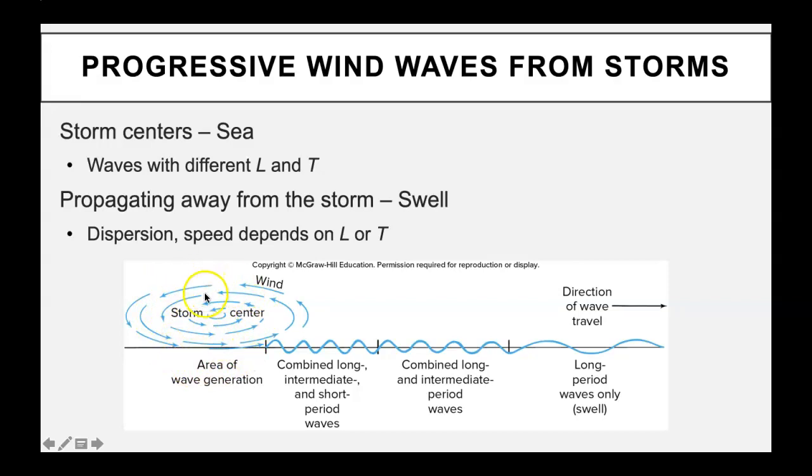So here we have in the beginning an area of wave generation around that storm center. It doesn't necessarily have to be a hurricane, but it could be these rotating storms. In the beginning, there's going to be these combined long, intermediate, and short wave periods. Eventually, those are going to get dampened out till we have long and intermediate wave periods, and then away from that storm is going to be long period waves. And this term here, swell, are those long period waves that come off of a storm center.